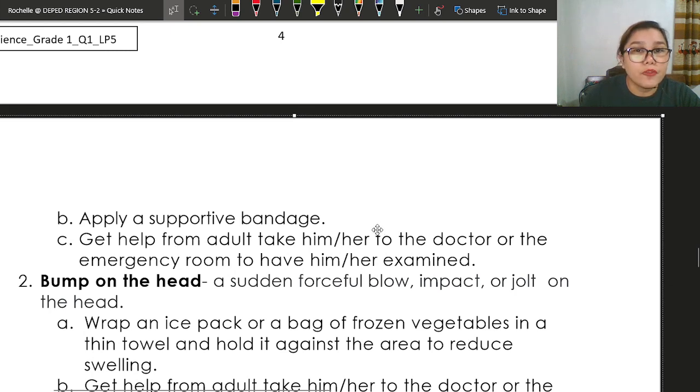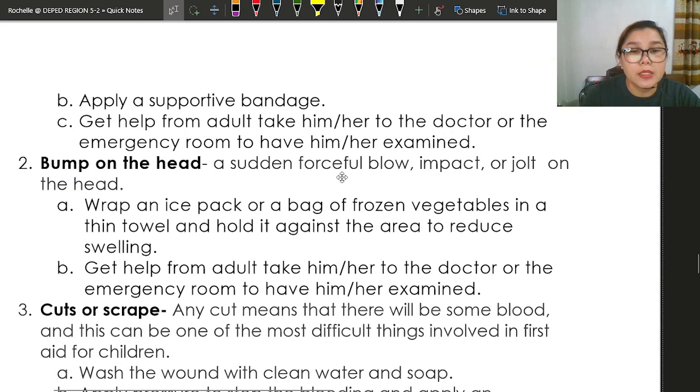damage. Okay, for number 2, bump on the head, a sudden or forceful blow, impact, or jolt on the head. Bukol, kumbaga. So what should be done kung may bukol? Wrap an ice pack or a bag of frozen vegetables, basta anything na malamig, in a thin towel and hold it against the area to reduce swelling. So yung mga malamig, it will reduce swelling. So baka eventually, mawawala na yung bukol.